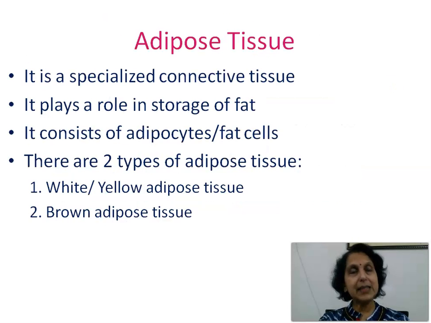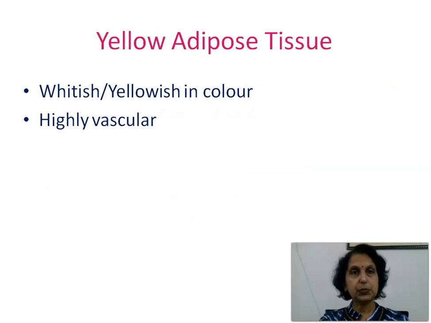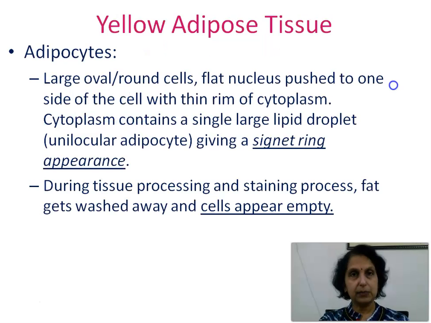We then see the second slide, that is adipose tissue. This is a specialized connective tissue. It plays a role in storage of fat. It consists of adipocytes or fat cells. There are 2 types of adipose tissue: white or yellow adipose tissue and brown adipose tissue. White or yellow adipose tissue is whitish or yellowish in color and it is highly vascular.